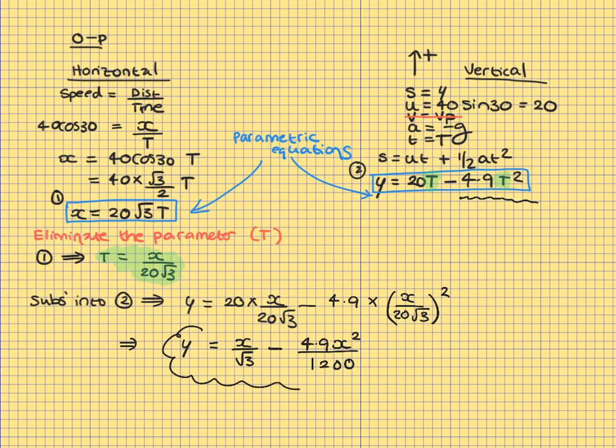Now, this is the equation connecting x and y, where x is the horizontal distance travelled by a particle and y is the vertical distance travelled by a particle, but we can think of x and y as coordinates. So this is the equation connecting x and y, which means it's the equation of the trajectory of the particle. And it's Cartesian because it's in terms of x and y.